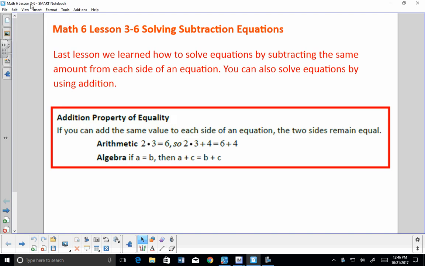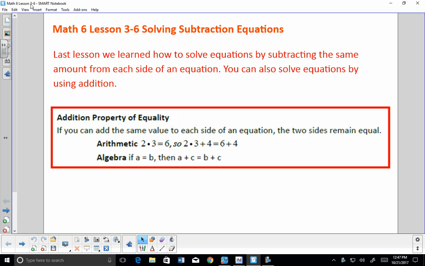This is Math 6, Lesson 3-6, Solving Subtraction Equations. In the last lesson, we learned how to solve equations by subtracting the same amount from each side of an equation. You can also solve equations by using addition as well.